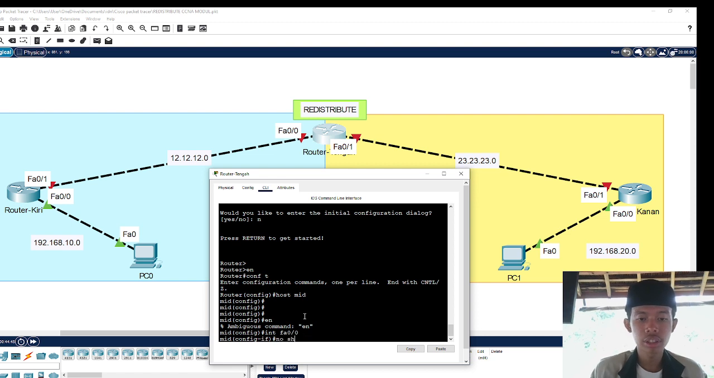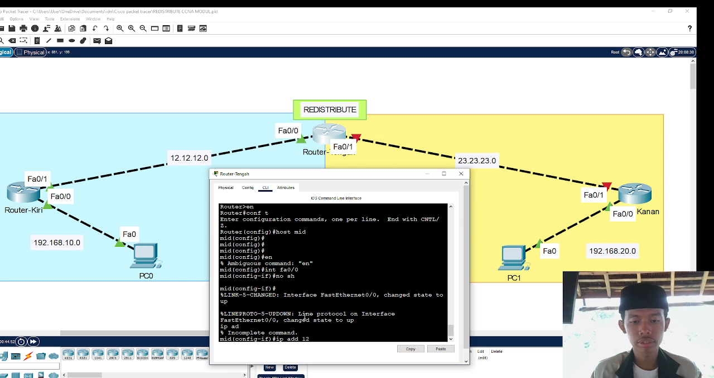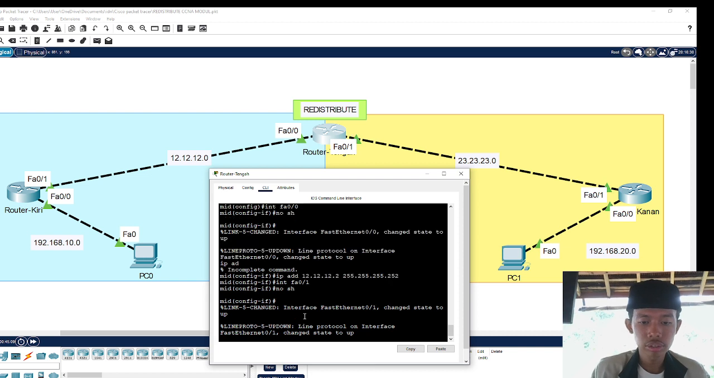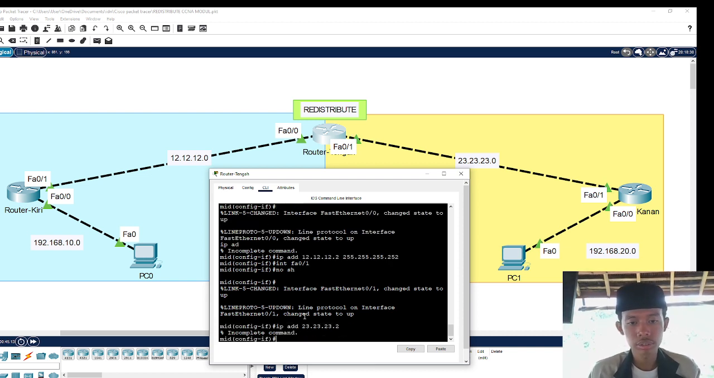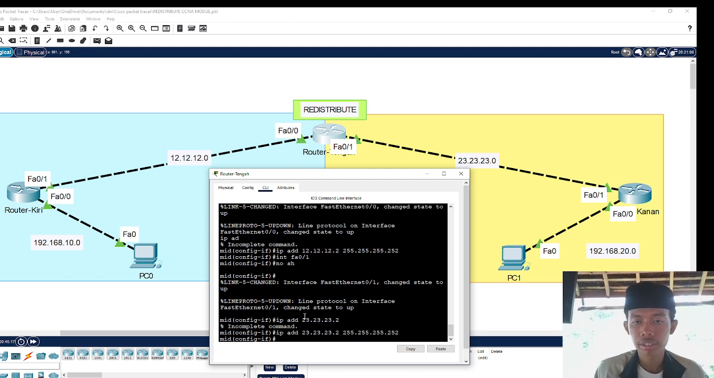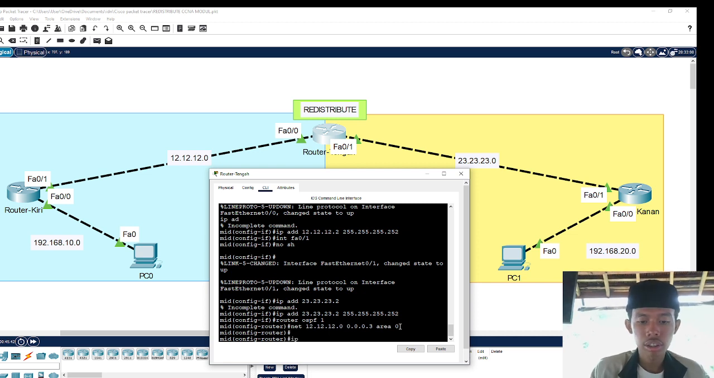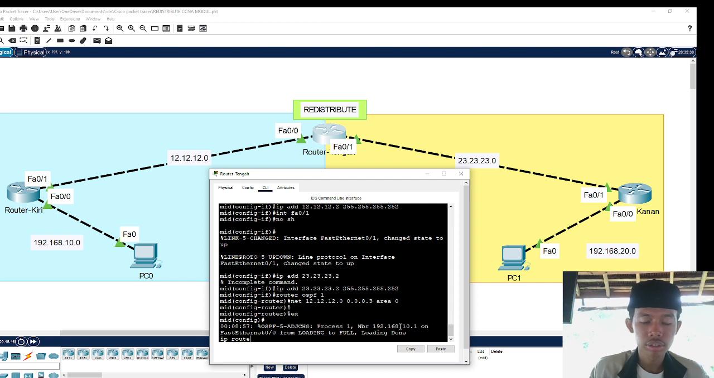Interface FA0/0, no shutdown, IP address 12.12.12.2. Then interface FA0/1, no shutdown, IP address 23.2. Because on the middle router the 12 network is included in OSPF, we will advertise it: router ospf 1, advertise the 12 network. And do a static route: ip route.